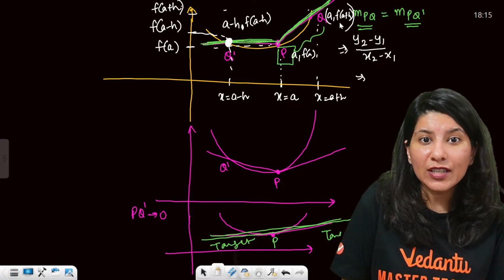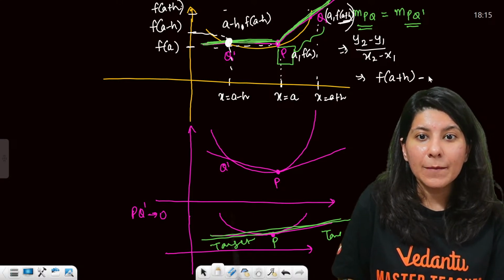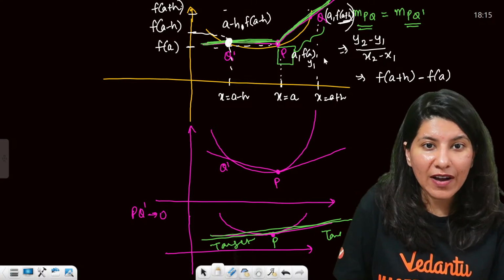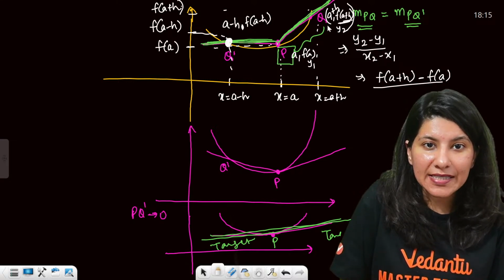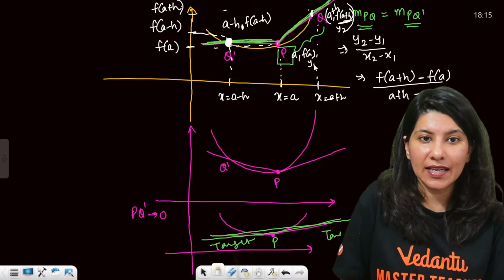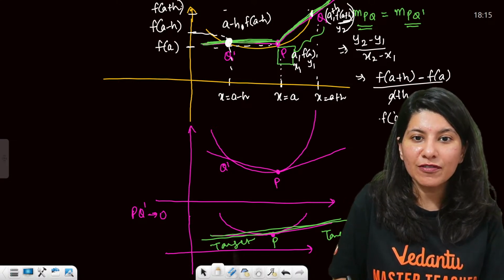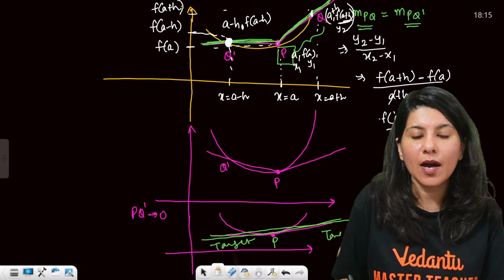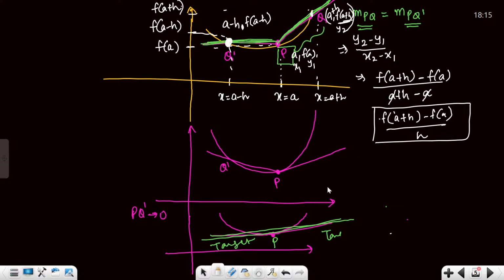Now what is Y2? Y2 is f of A plus H, minus f of A, this is your Y1, upon the x coordinate of Q, which is A plus H, minus A. So x1 is A, right? So A cancels. So what are you getting? f of A plus H minus f of A upon H. Correct? This is the slope of PQ. Are you understanding it?